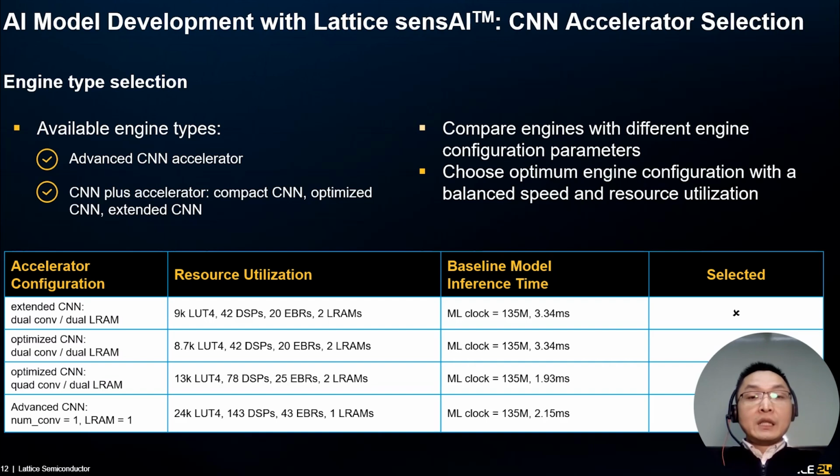As you can see, the resource utilization and the model inference time are the main factors to be considered. In this example, the optimized CNN engine with dual conv and dual large ramps can achieve the best balance between the inference speed and the resource utilizations. As a result, this optimization CNN engine will be selected in our design.